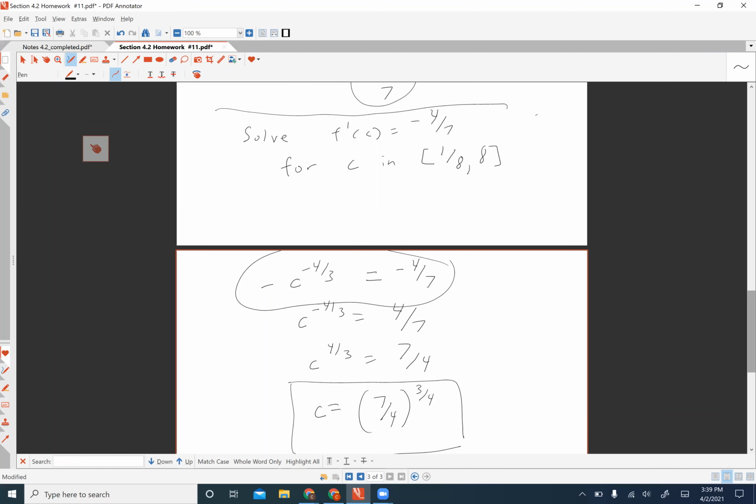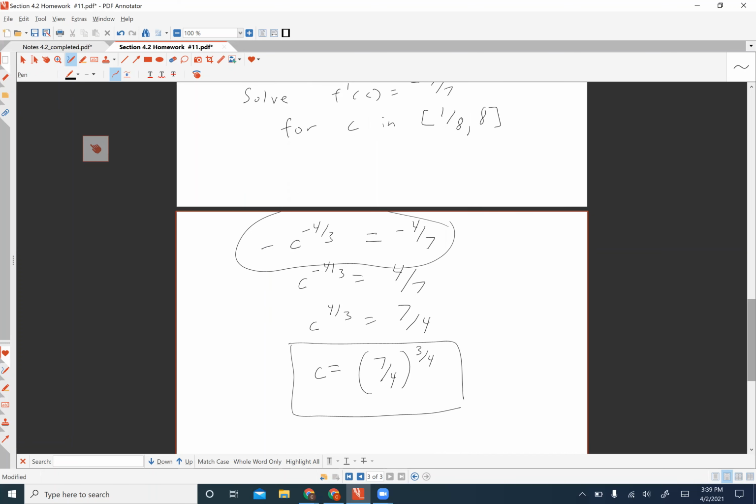Now just get rid of that negative exponent. Take the reciprocal of each side. So c to the 4/3 is equal to 7/4. And now let's raise each side to the 3/4 power. So c is equal to 7/4 raised to the 3/4 power. I think that's about 1.42. This is the exact answer, and this is how you would leave the answer.